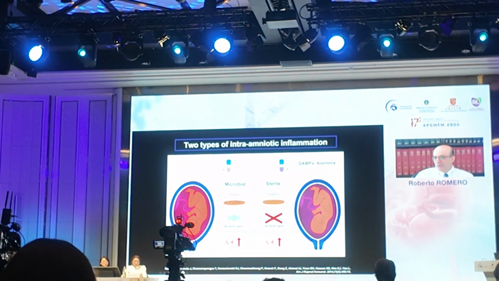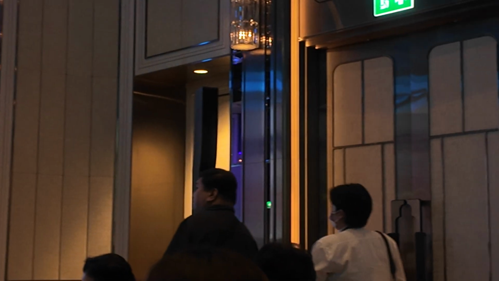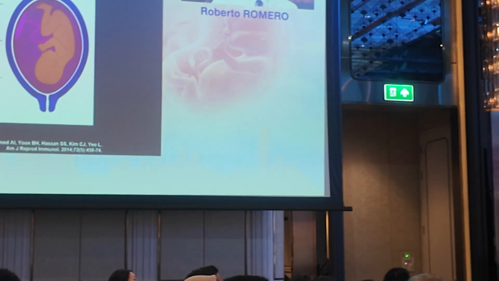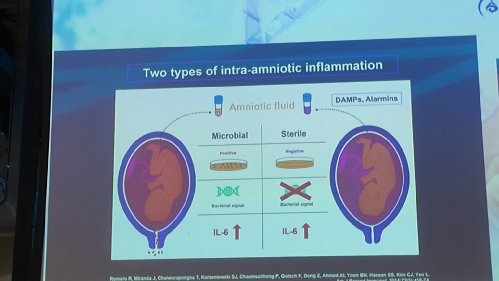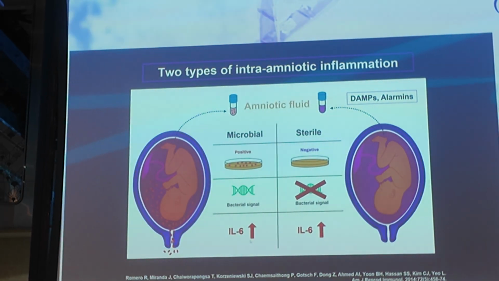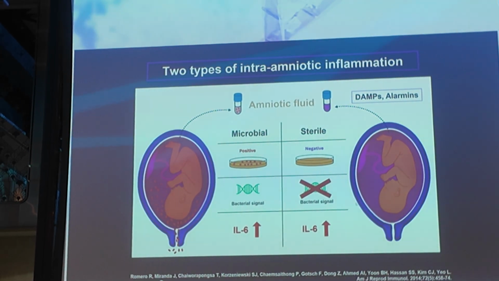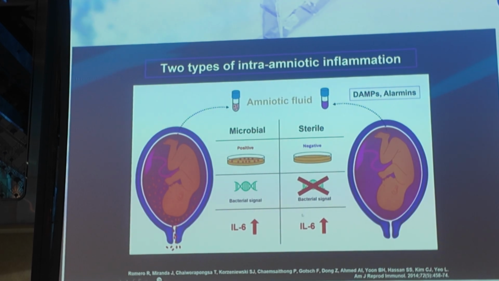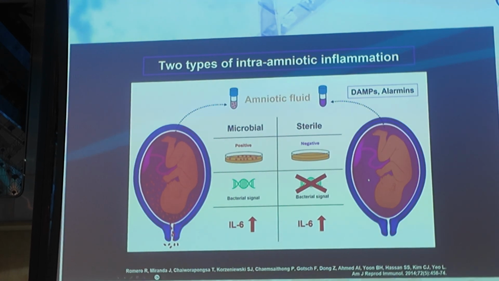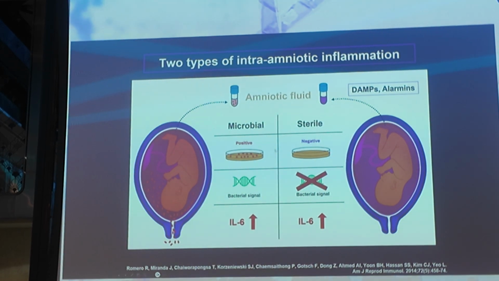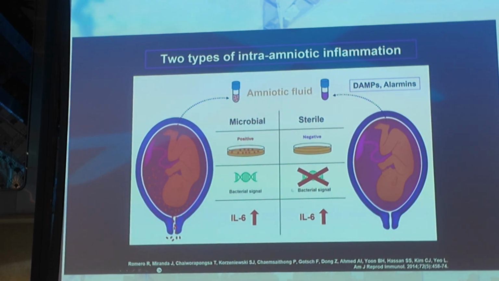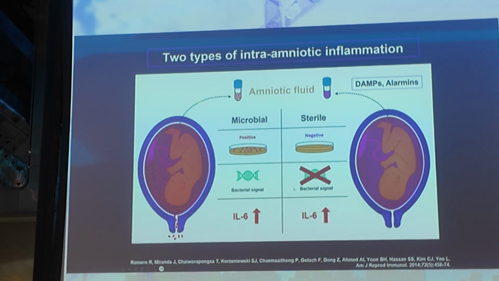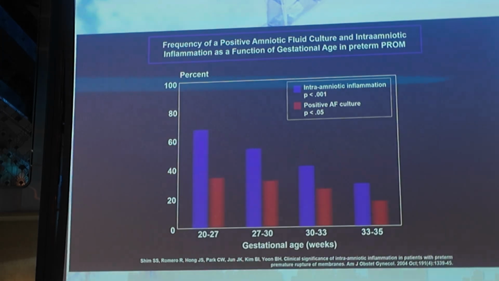Now, there are 2 types of inflammation. Microorganisms that grow in culture. These microorganisms have a bacterial signal that is a 16S gene, and they have an elevated concentration of IL-6. But in some cases, there is inflammation, an elevation of interleukin-6 or white blood cells in the amniotic cavity, but the bacteria are absent, and in addition, there are no bacterial signals to be detected with PCR.